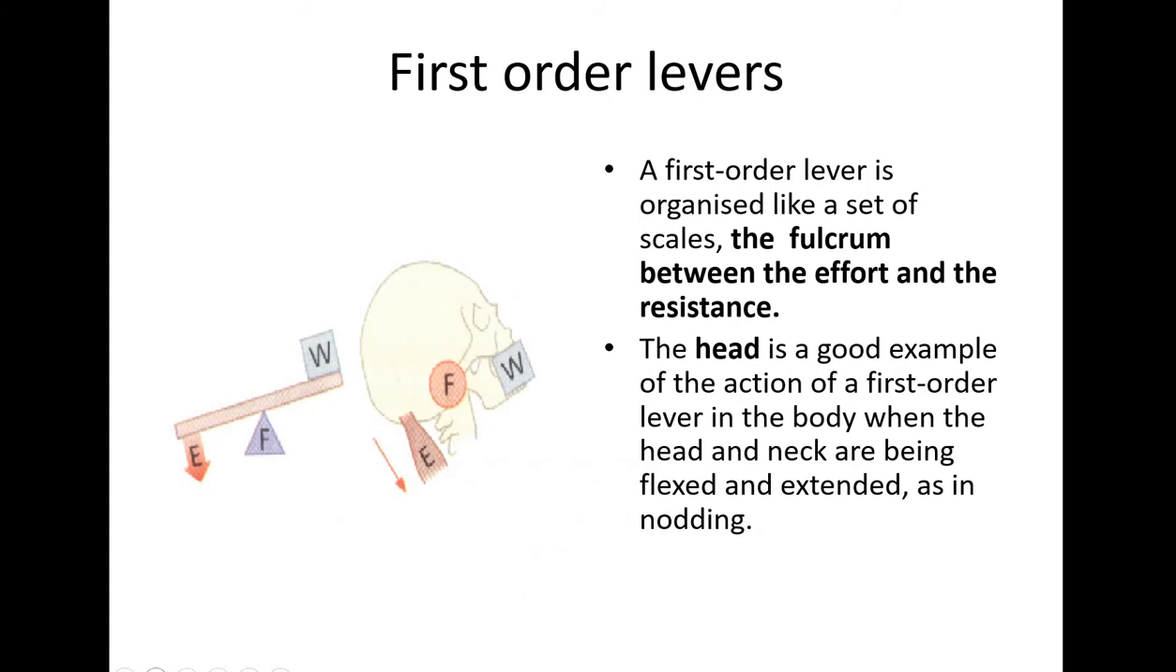First class levers are organised like a set of scales. The fulcrum's in the middle, effort and the resistance either side, and the best example from your body is the head. So you have the fulcrum in the middle where the spine joins the skull, and then you have your effort to one side using where the neck muscles move the skull, and then you have the weight. The most of the weight of the skull is distributed towards the front near your face, and therefore that is a prime example of a first class lever.